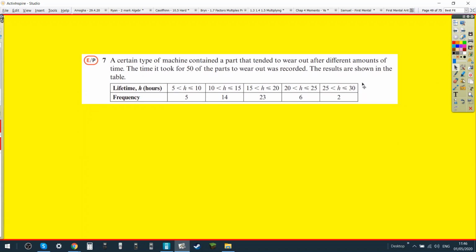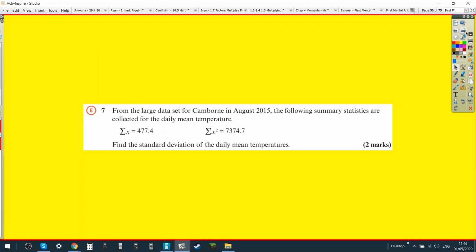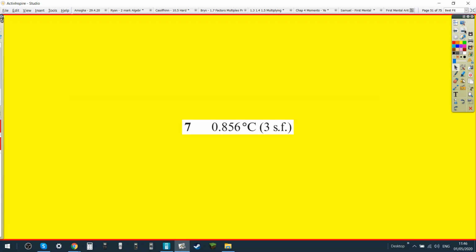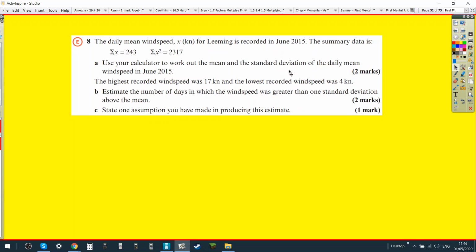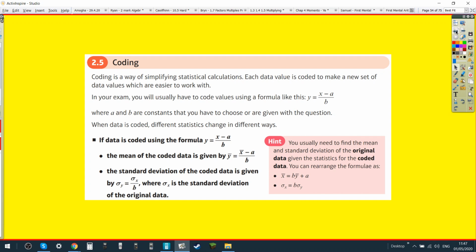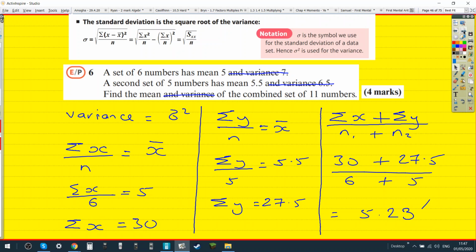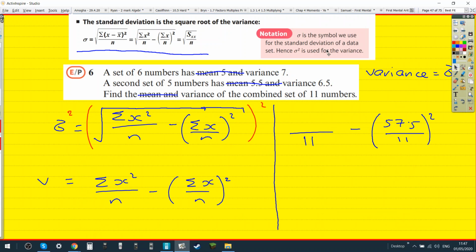This one, I forgot the question. Find the mean and standard deviation. That's okay. Use your calculator. Mean and standard deviation. What was that? Estimated number of days was greater than one standard deviation above it. Yeah. Okay, so there was no other question of that one. So I'll leave that one. I don't know how they did it though.